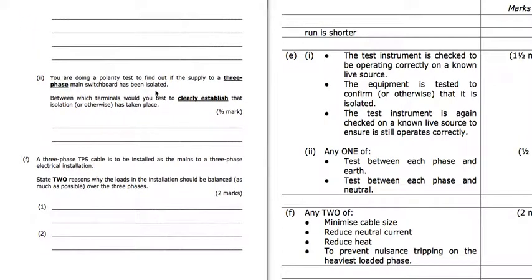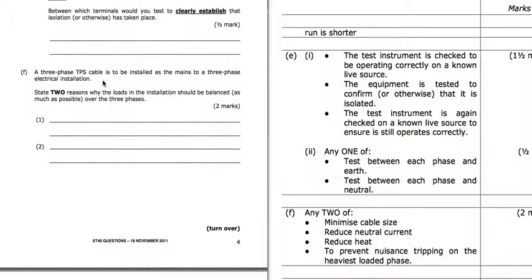Doing a polarity test to find out if the supply to a three-phase main switchboard has been isolated. Between which terminals would you test to clearly establish that isolation has taken place? Well, you test between phase and earth, and they're saying any of those two, and I would say and phase and neutral. So to clearly establish it, you need both of those, but they're only asking for one.